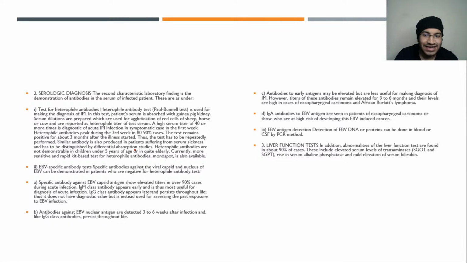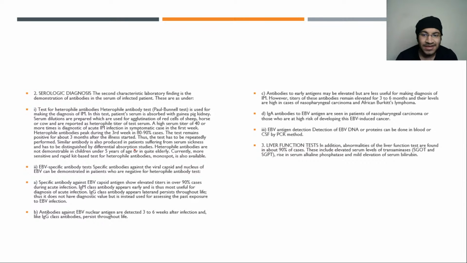Then EBV specific antibody test. Specific antibodies against the viral capsid and the nucleus of the EBV can be demonstrated in the patients who are negative for the heterophile antibody test. Specific antibody against EBV capsid antigen shows elevated titers in over 90% of the cases during acute infection. Then IgM class antibody appears early and is thus most useful for diagnosis of the acute infection. IgG class antibody appears later and persists throughout life. Thus, it does not have any diagnostic value but is instead used for assessing past exposure to EBV infection because it persists throughout the whole life.